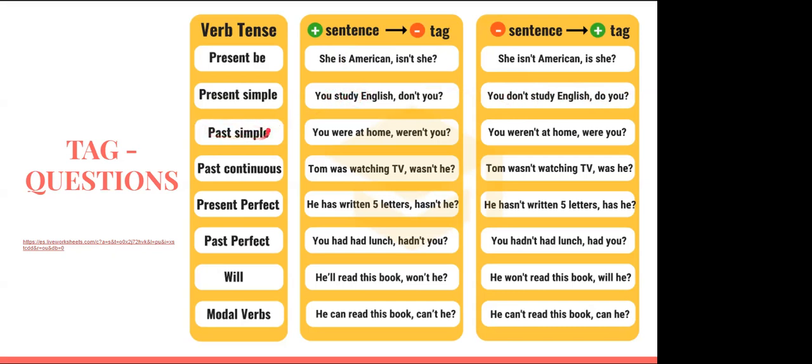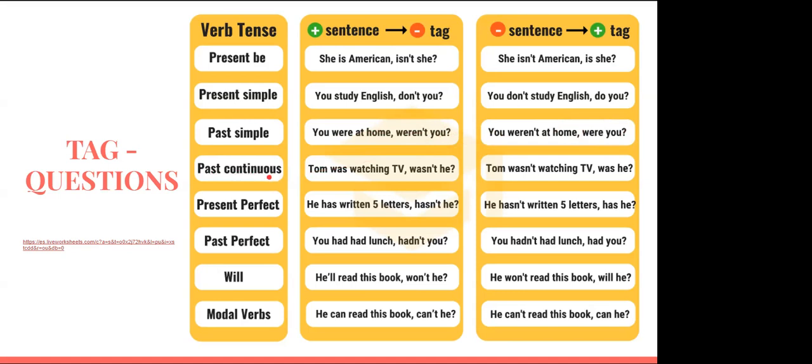Whenever we are talking about the past simple, again, we are going to be using the verb to be in the past. And here we have the example. Please, can you read the example? You were at home, weren't you? And the other example too, please. You weren't at home, were you? Yeah. So as you see, whenever we are talking about tag questions, if the sentence is affirmative, the tag is negative. If the sentence is negative, the tag is affirmative.